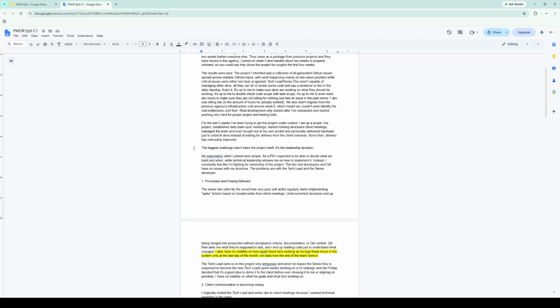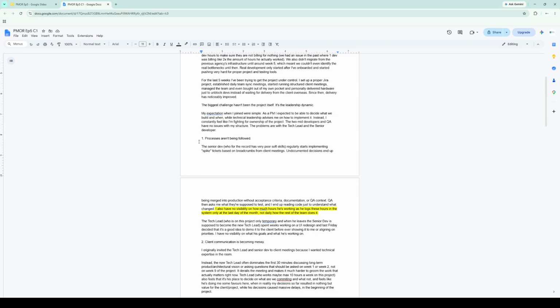For the last 5 weeks, I've been trying to get the project under control, set up a proper Jira project, established daily team sync meetings, started running structured client meetings, managed the team, and even bought out of my own pocket and personally delivered hardware just to unblock devs instead of waiting for delivery from the client overseas. Since then, delivery has noticeably improved.